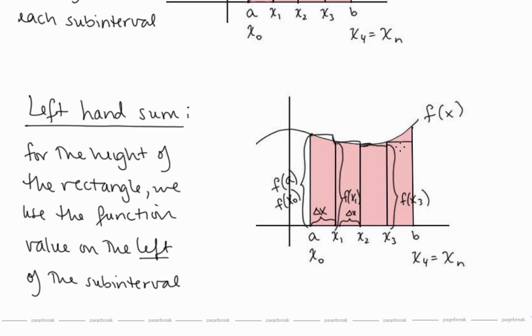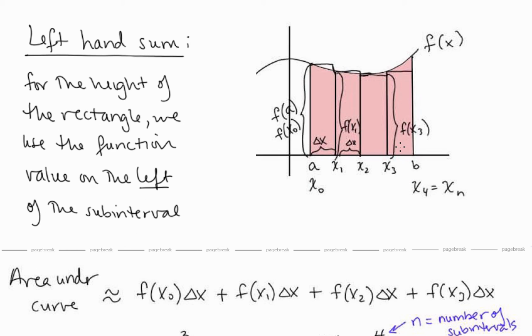This is a left-hand sum. And so for this picture, the area under the curve is approximated by f of x0 times delta x. We've got the height of our first rectangle multiplied by the width of the rectangle, plus f of x1 delta x. Now we're on the second subinterval. We've got the height of that rectangle multiplied again by delta x, plus f of x2 delta x, plus f of x3 delta x.